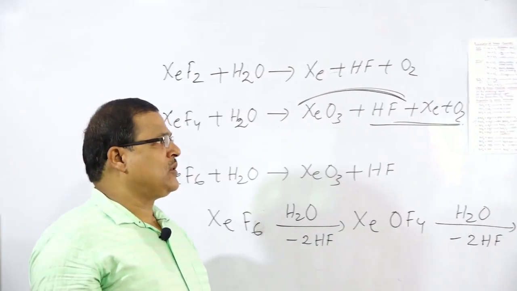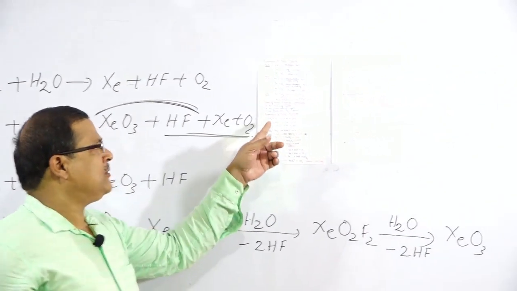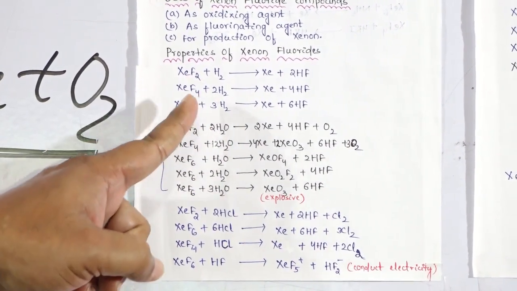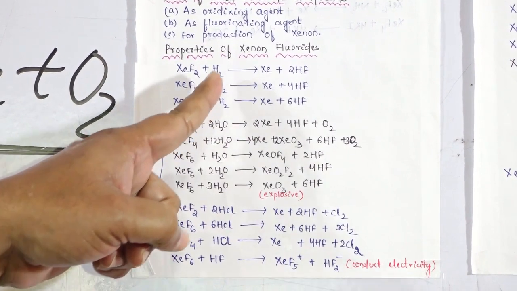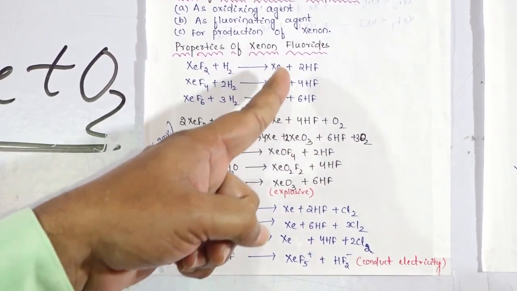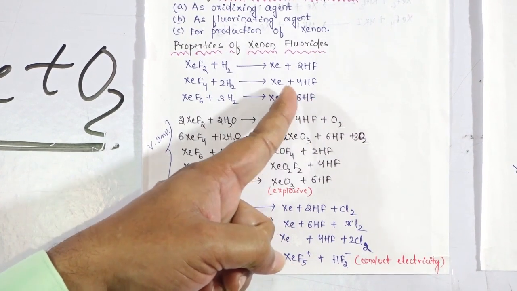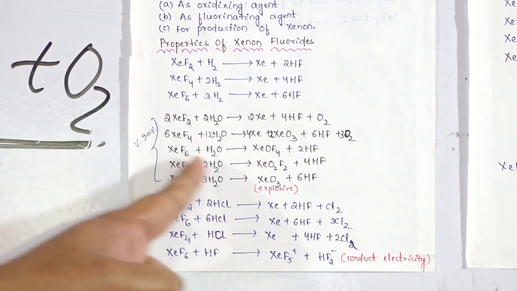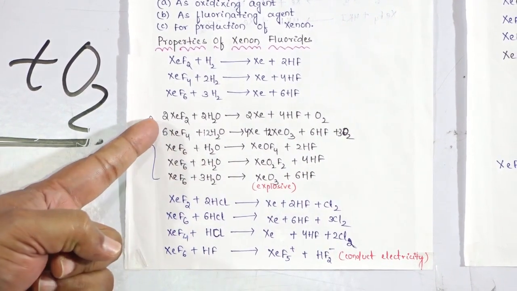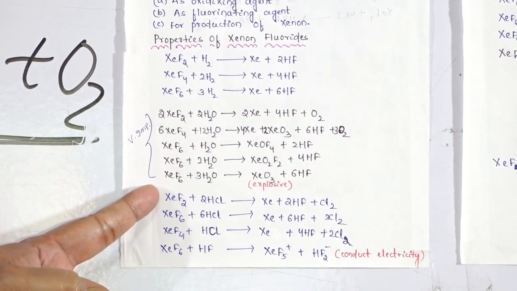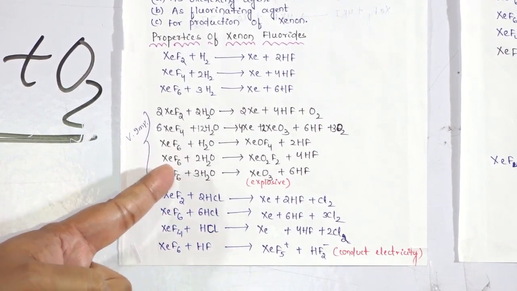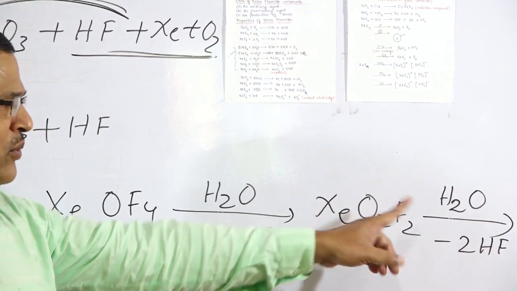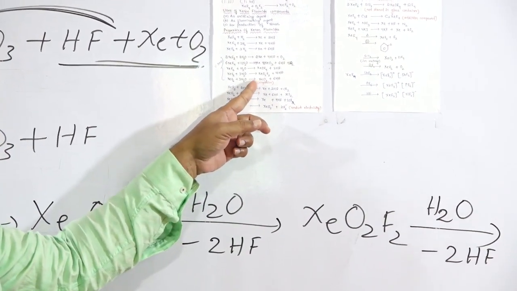Now we will discuss the other reactions. For example, xenon difluoride, tetrafluoride or hexafluoride react with hydrogen, with the formation of xenon and HF, which helps for the production of xenon. These are very important hydrolysis reactions of xenon difluoride, tetrafluoride and hexafluoride. Partial hydrolysis of xenon hexafluoride forms XeOF4, then partial hydrolysis forms XeO2F2 and full hydrolysis forms XeO3, which is the explosive material.